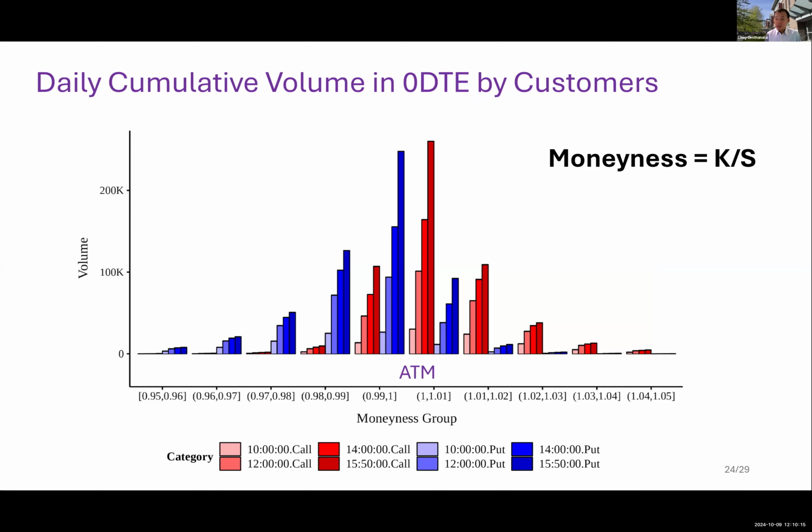At the money is in the middle there, out of the money call, in the money put to the right, and etc. The darker the line, the later in the day. So it shows you the development throughout the day for put and call and from different moneyness levels. So moneyness is defined by K over S, strike over the underlying.